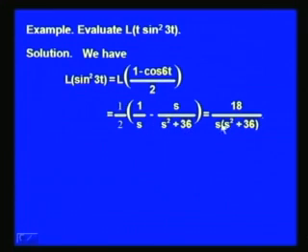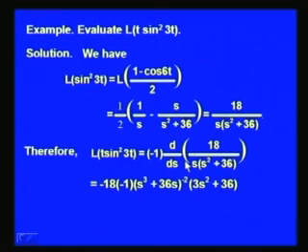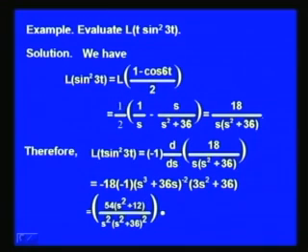When we simplify this, we get the right hand side equal to 18 over s into (s square plus 36). Now, if we apply the theorem on differentiation of Laplace transforms, we get the Laplace transform of t into sin square 3t equal to minus d over ds of 18 over s times (s square plus 36), which is equal to minus 18 into minus 1 times (3s square plus 36) over (s cube plus 36s) whole square. Simplifying, this becomes 54 into (s square plus 12) over s square into (s square plus 36) whole square.